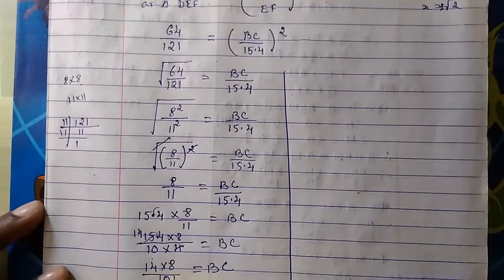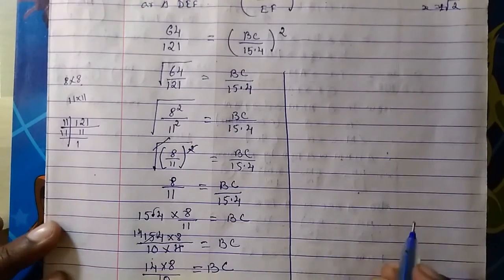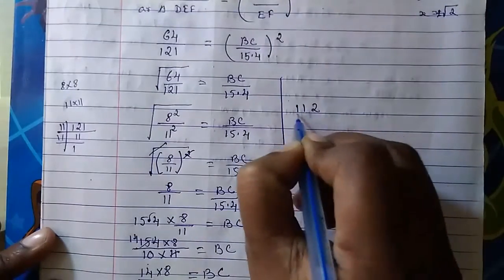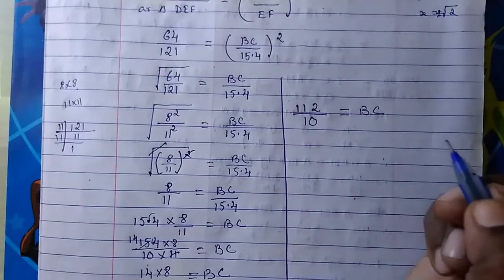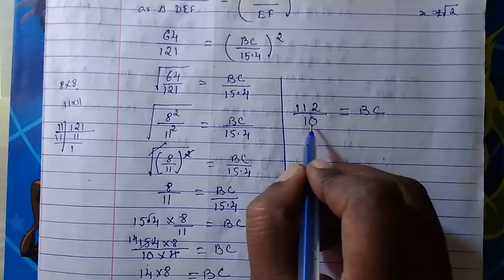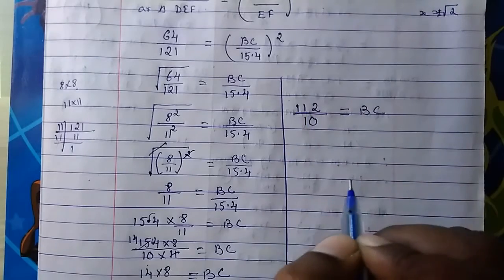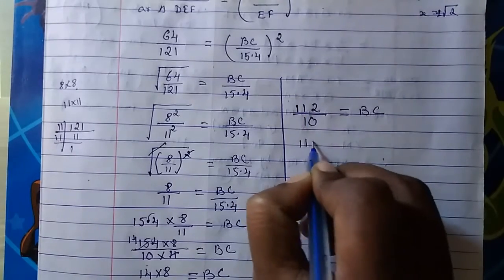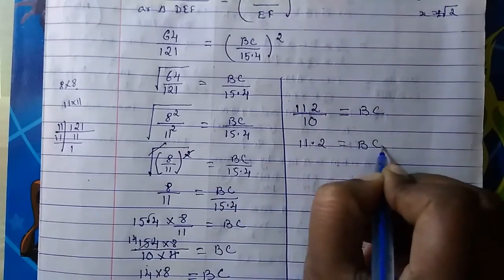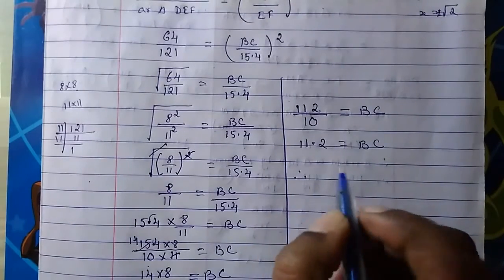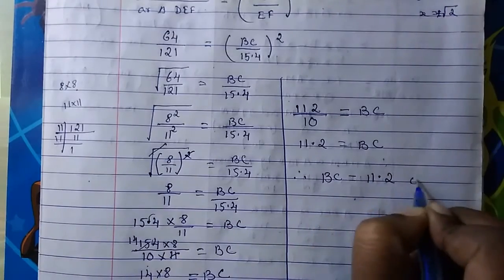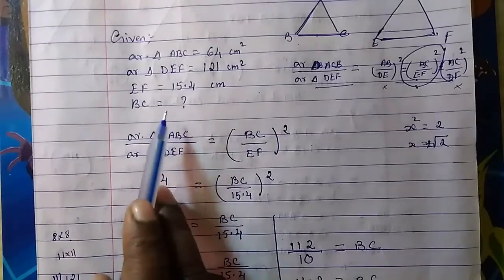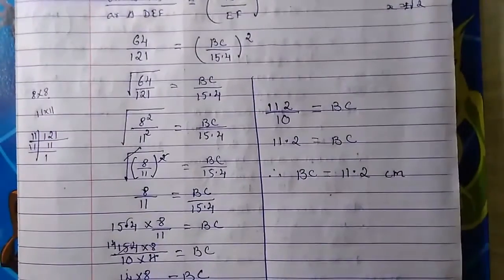14 into 8 multiplied, we get 112 upon 10 equal to BC. Now since 10 is there, after one digit we can keep the decimal. So 11.2 will become BC. Therefore BC is equal to 11.2 centimeter, because it is asked in centimeter. Okay, so this is our answer.